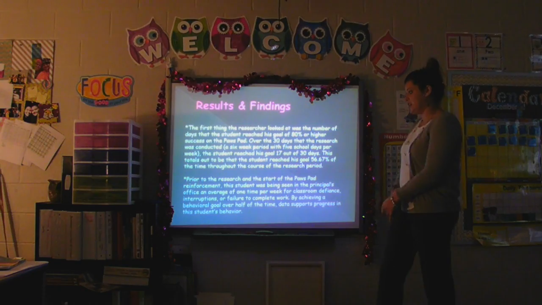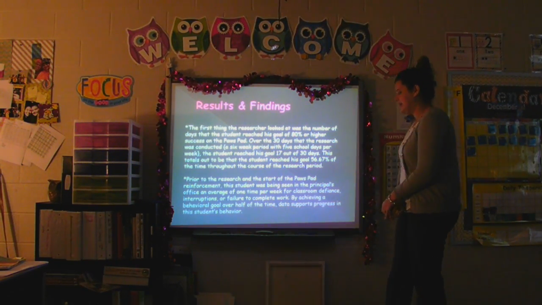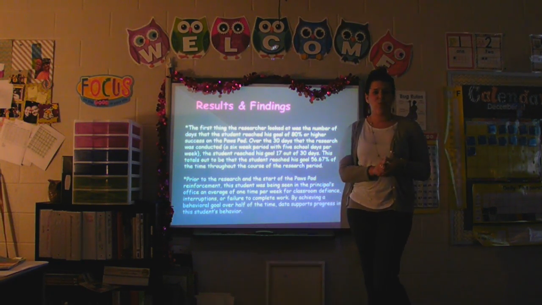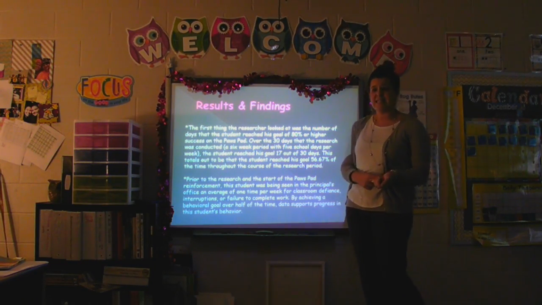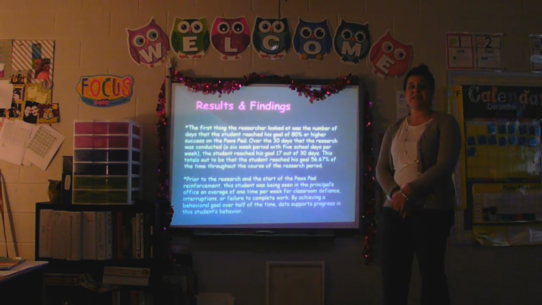Prior to the research and the start of the pause pad with him, which he's not been on it for a very long time, prior to him starting, he was being seen in the principal's office usually on average about once a week for things such as failure to complete work, just defying his teacher, interrupting his class, things that we experience on a regular basis were his big problem.